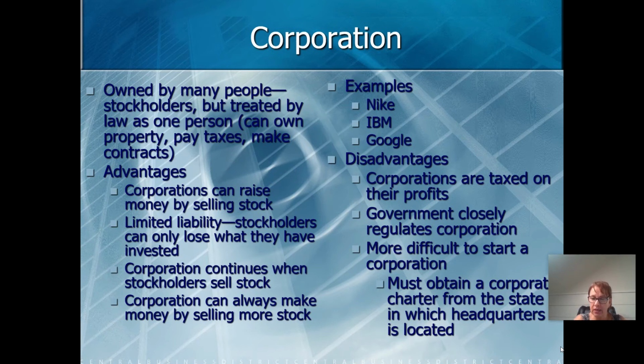So let's say this again. It is owned by many people. The many people that it is referencing are the stockholders. But by law, a corporation is considered one person. So there could be 10 owners. There could be 10,000 owners. All of these owners would be stockholders. This would be people that have invested in this company.